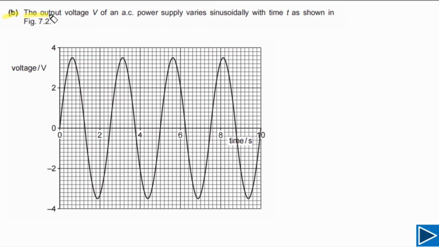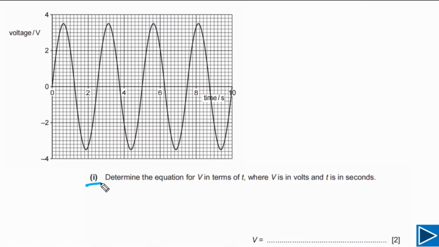For part B, the output voltage V of an AC power supply varies sinusoidally with time as shown in figure 7.2. As you can see, this is a sinusoidal graph, or simply a sine graph. On the y-axis we have voltage, and on the x-axis we have time. For part 1, the question is asking us to determine the equation for V in terms of t.